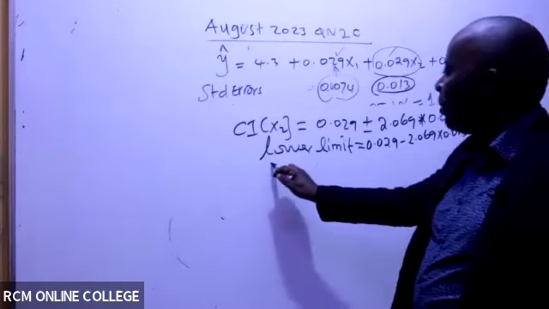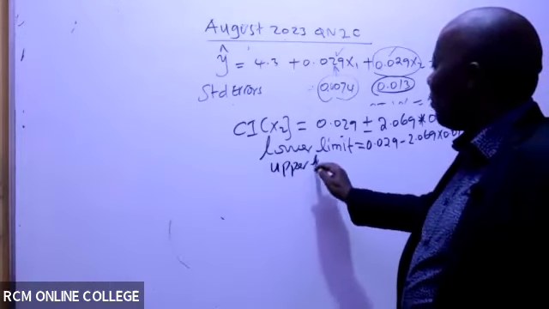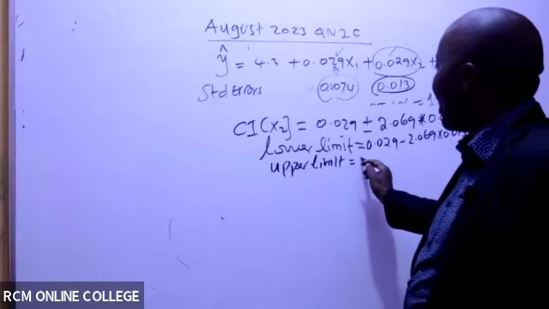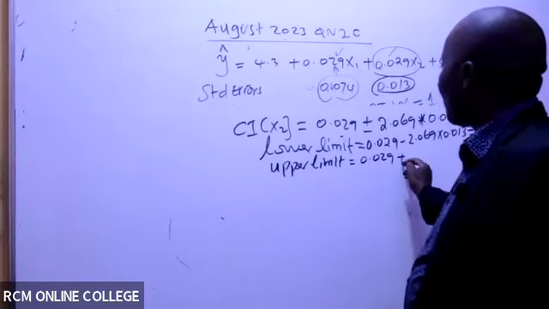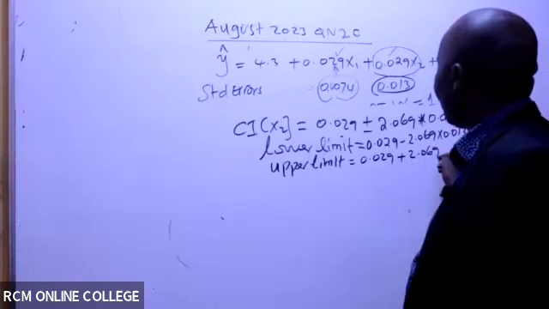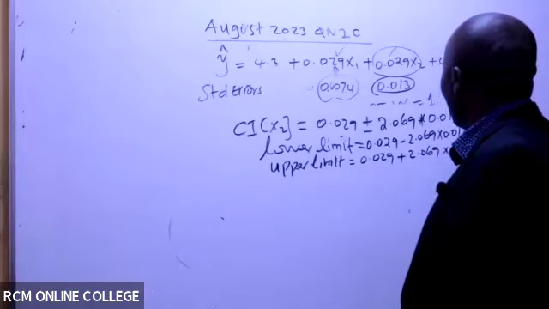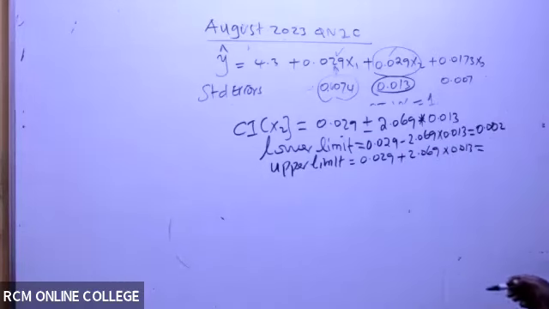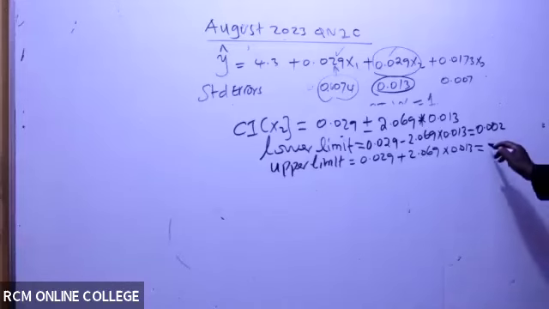And then we have the upper limit. For the upper limit we are adding 2.069 times 0.013, which will end up giving us what figure? Thanks, Carl, for the lower limit. Now I want the upper limit: 0.056. Can somebody confirm these figures?